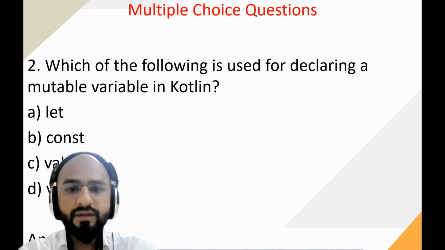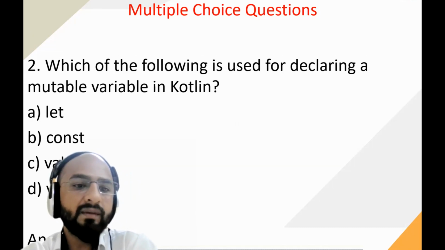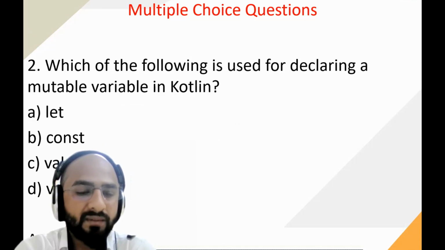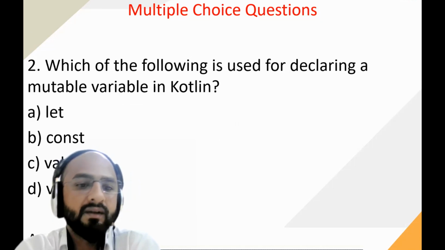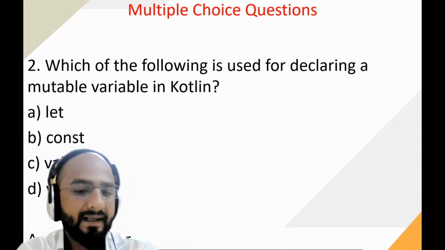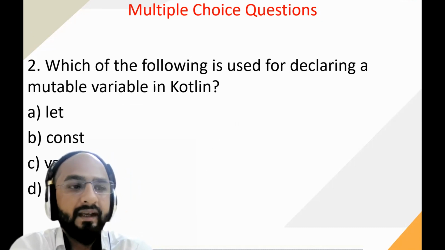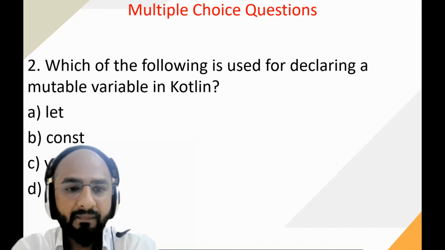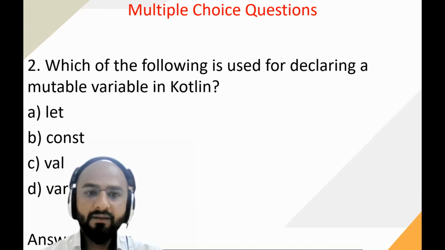Which of the following is used for declaring a mutable variable? If you want to declare a mutable variable, which keyword will be used? Let, const, val, or var. So the right answer is D. By using the var keyword, you can create a mutable variable in Kotlin.